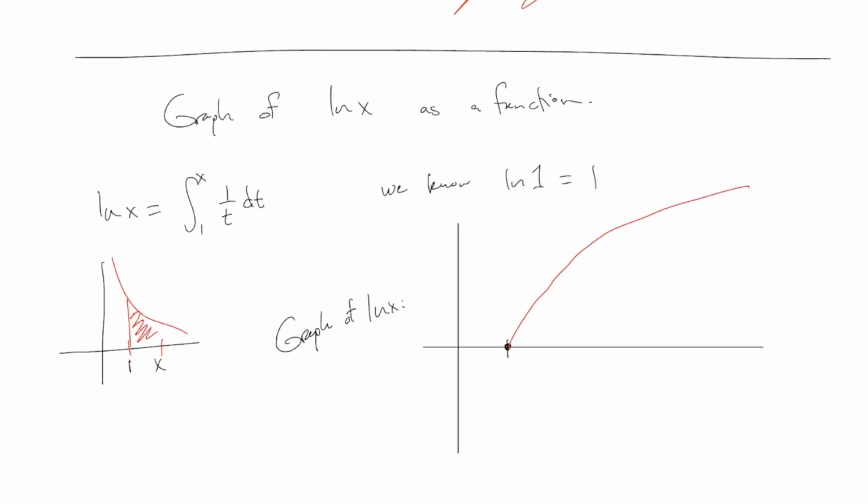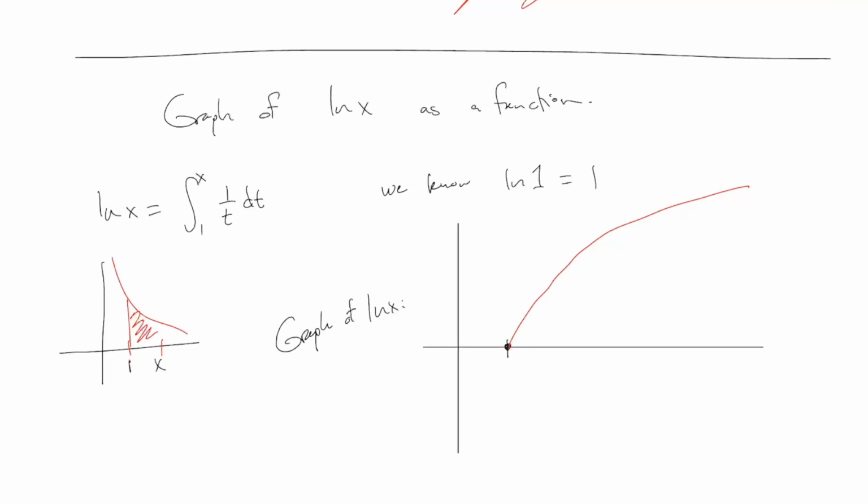You have to think about how this area is going to change as x moves to the right. And the answer is this area gets bigger, although it gets bigger at a slower and slower pace, because the function here is so small that the area does increase as x increases, but not very quickly. That's why I had it going up, but it's not going up like a parabola would. It's going up kind of slowly.